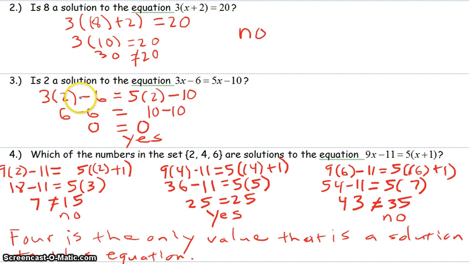Now we go down to problem number 3. Here, it asks us, is 2 a solution to the equation? We will substitute in 2 for x, and this time it's on both sides of the equal sign. So we will have 3 times 2 minus 6, and 5 times 2 minus 10. Substitute in 2 where the x's were in the original equation. 3 times 2 is 6. We bring down our minus 6. 5 times 2 is 10. We bring down our minus 10. 6 minus 6 is 0, and 10 minus 10 is 0. So your answer here is yes.